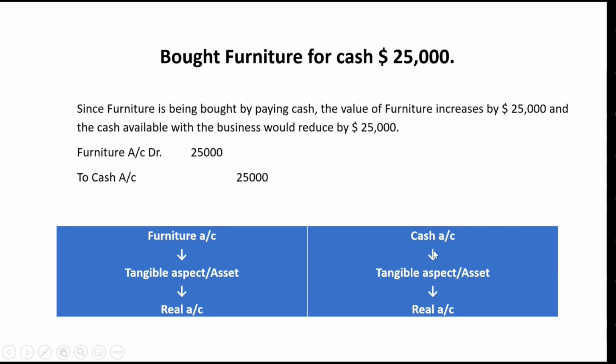In the explanation, you can see the furniture is the tangible aspect of the business, and it is also an asset and comes under the real account. And the cash account we can see and touch, the same thing. This is also a real account, as furniture is. So one is coming and one is going. What is the meaning? It means that the value of assets is increasing in the case of furniture and the value is decreasing in the case of cash. So when there is an increase, we will debit the assets. When there is a decrease, then we will credit the assets.